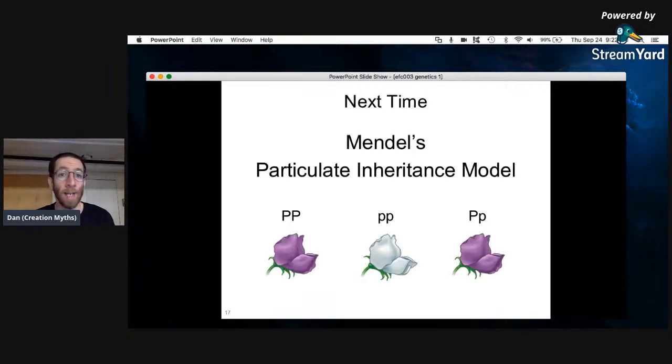So what we're going to do next time is talk about Mendel's particulate inheritance model. So we're actually going to get into, okay, today was what did we disprove? Next time it's what replaced it. And we're going to get into the nitty-gritty of that model, including, get pumped everybody, because you know what's going to be in there next week? Punnett squares.